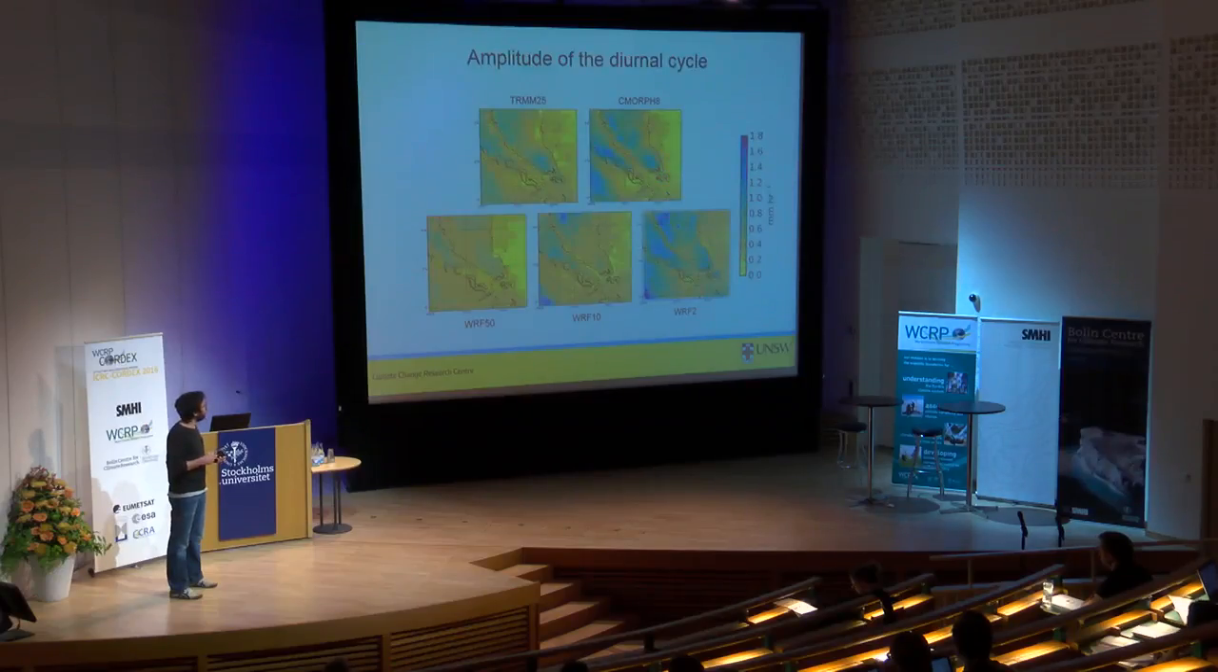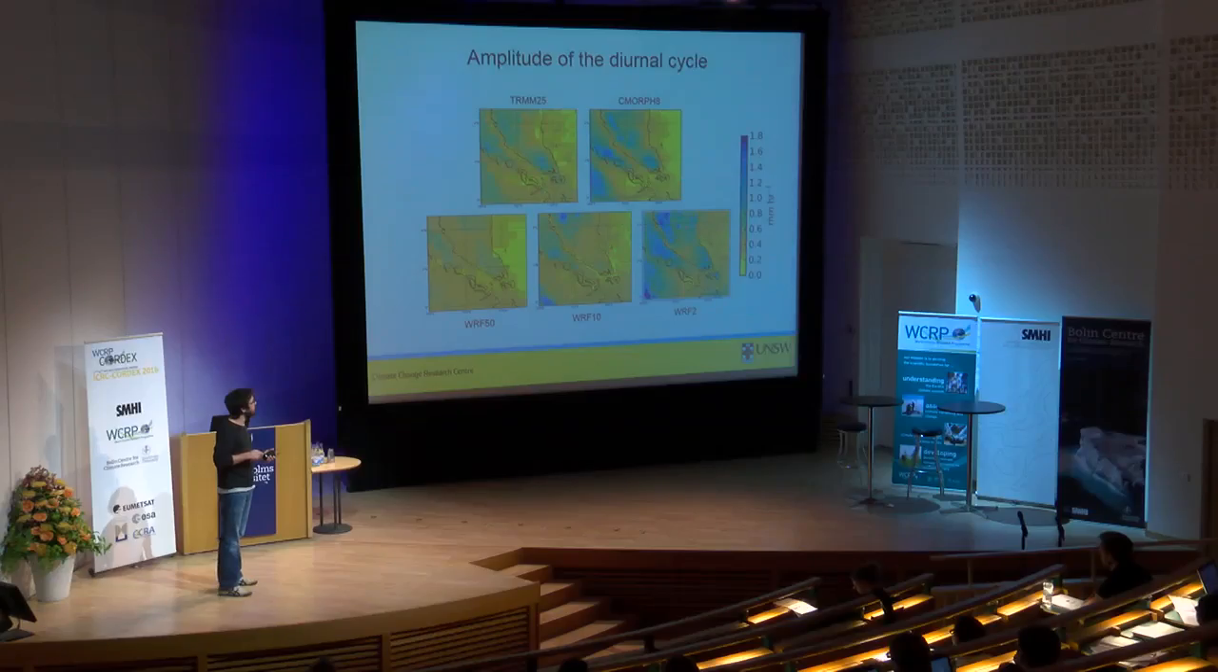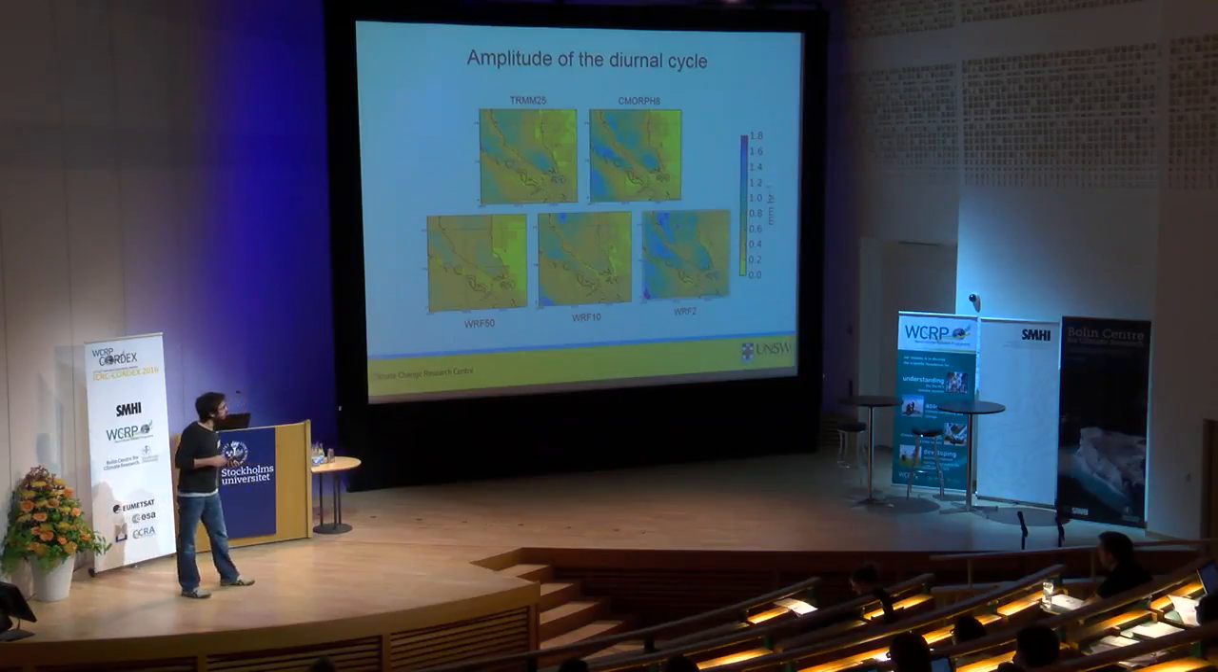If we look at the amplitude of the diurnal cycle, so the maximum minus the minimum, we also see that the increase in the amplitude at higher resolution is clear compared to the others. We basically have an almost flat diurnal cycle in the 50K, and as we increase the resolution, we get a stronger diurnal cycle in terms of the amplitude. And it is consistent with CMORPH. We tend to overestimate this feature in some mountainous areas again, but in general, I think there is a better representation of this feature.